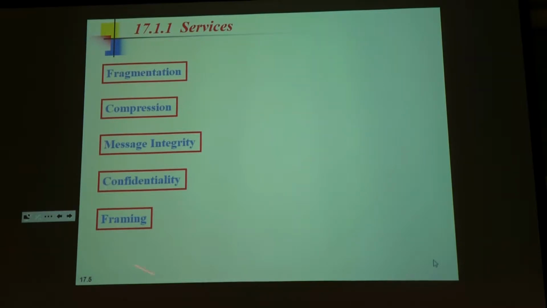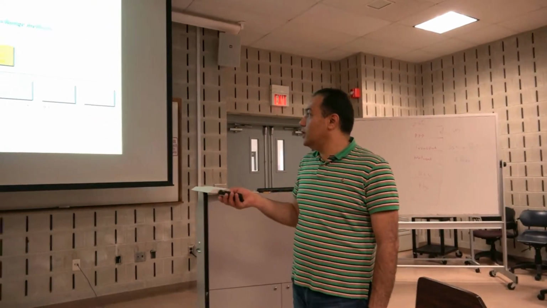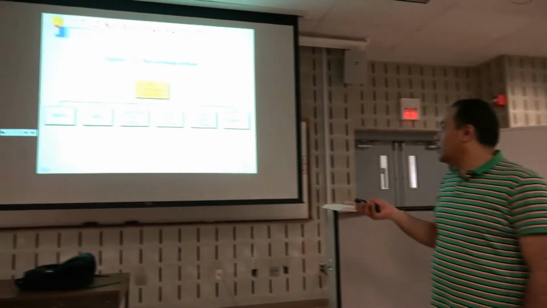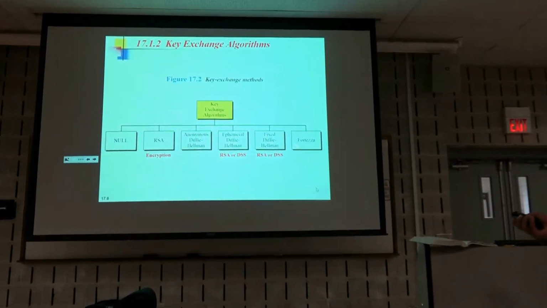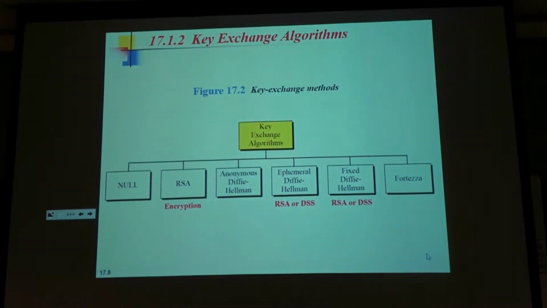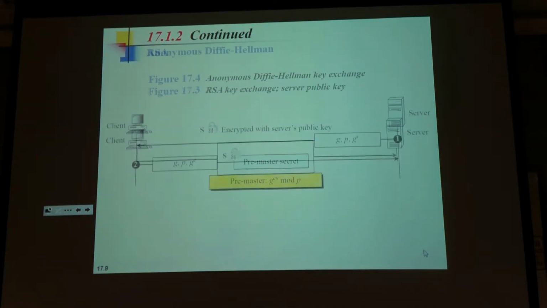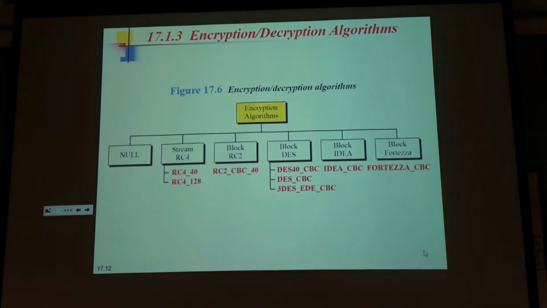So anyways, what we are trying to say here, just to go back, to be able to achieve some of these services, you have to have a pre-shared or a master key shared, or not. So you could do null, where there is no shared key, RSA, anonymous Diffie-Hellman, ephemeral Diffie-Hellman, fixed Diffie-Hellman, and Fortezza techniques, and explain all of them. All right.